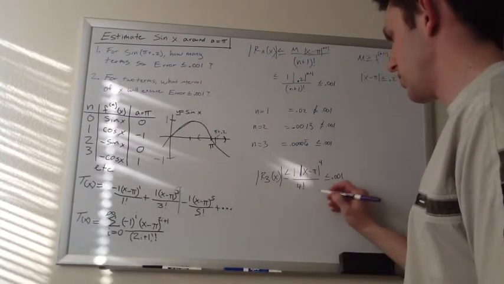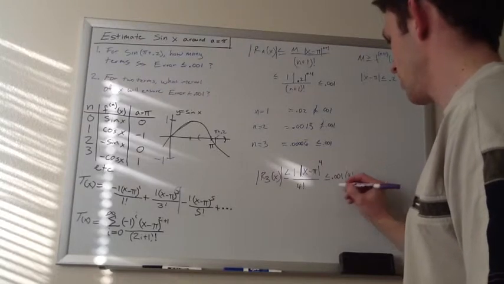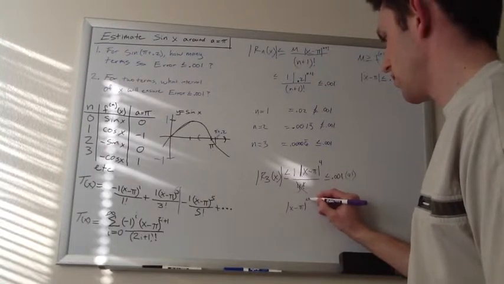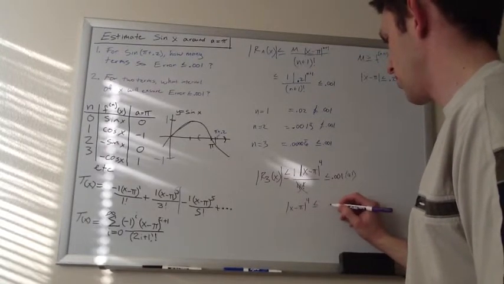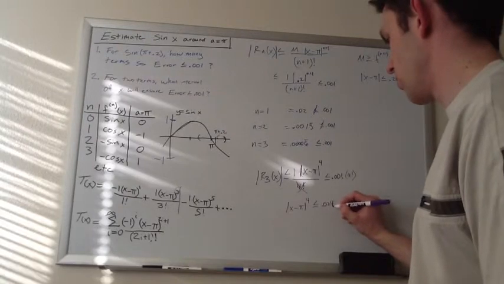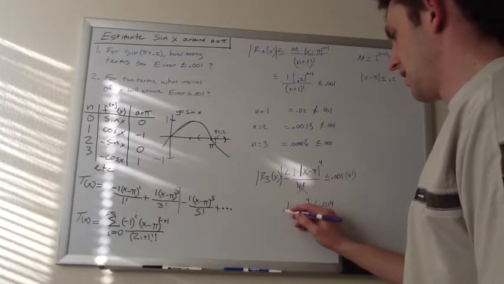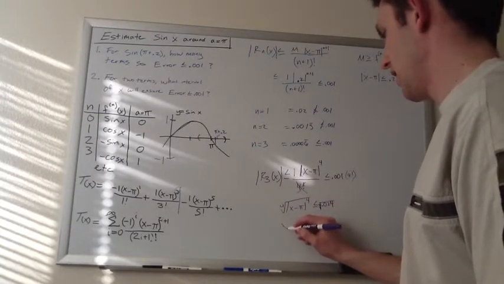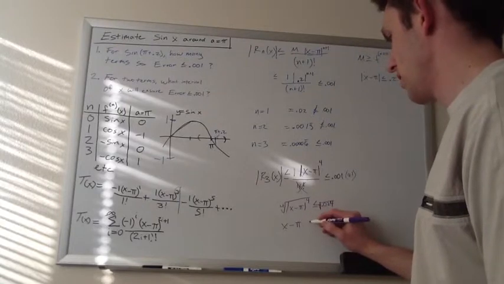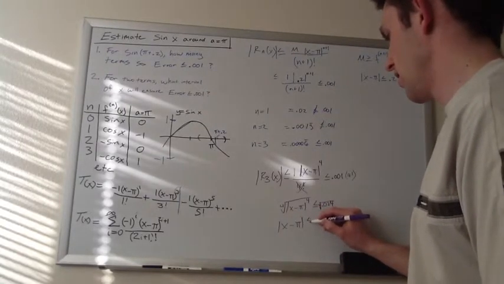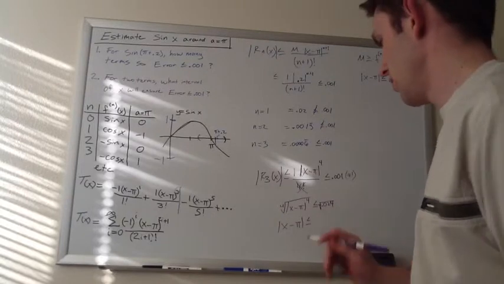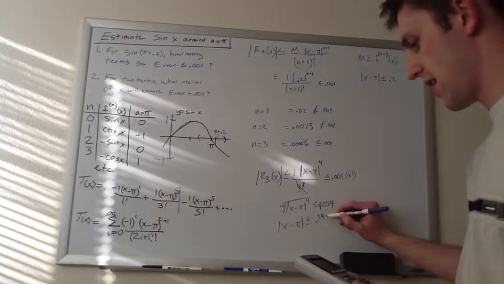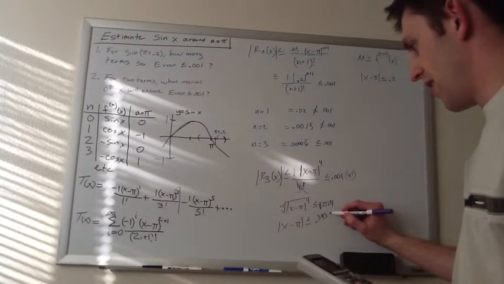And if I multiply both sides by 4 factorial, then I just have the absolute value of x minus pi to the 4th power being less than or equal to 0.024. Then I can take the 4th root of both sides, and I'll have x minus pi, in absolute values still, is less than or equal to, okay, it turns out to be 0.39359.